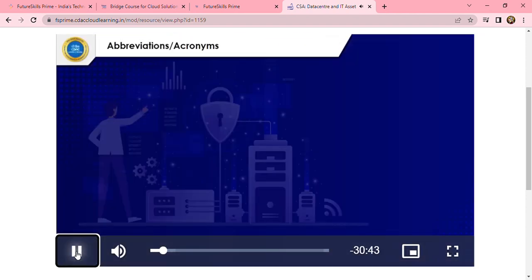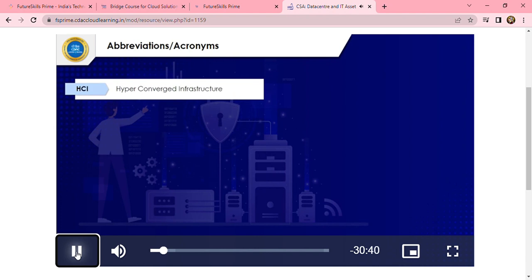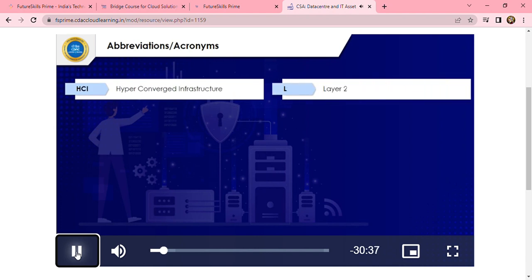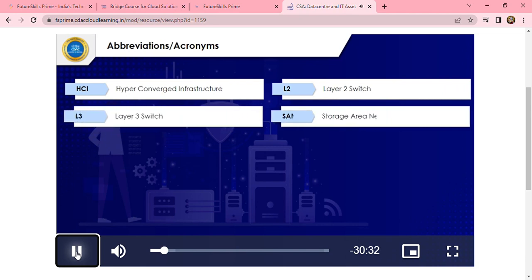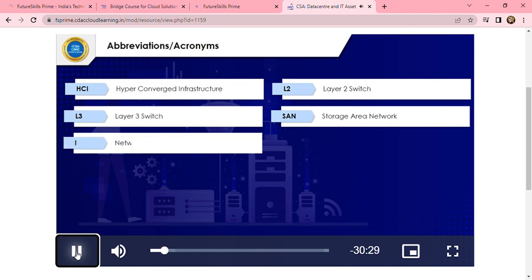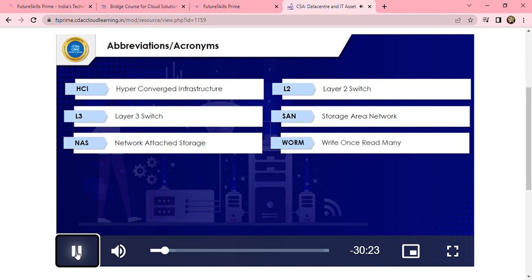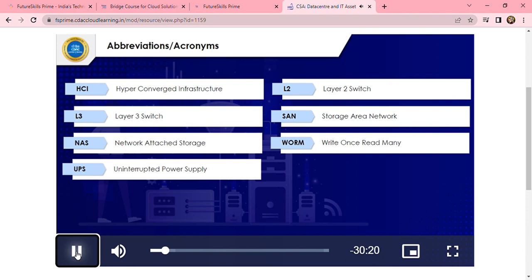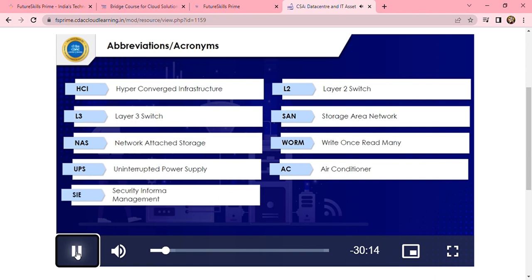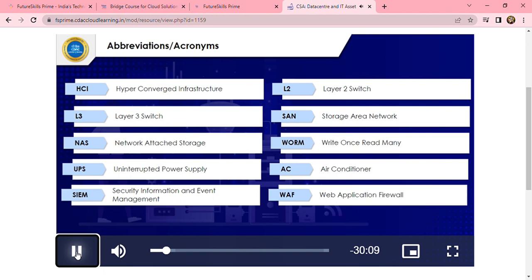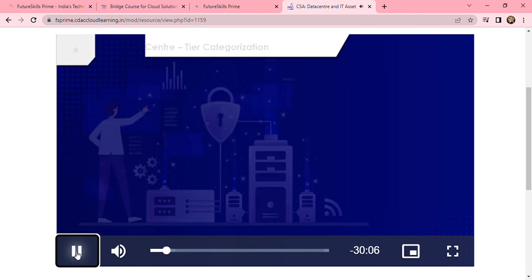Abbreviations and acronyms: HCI, Hyper-Converged Infrastructure; L2, Layer 2 Switch; L3, Layer 3 Switch; SAN, Storage Area Network; NAS, Network Attached Storage; WORM, write once read many; UPS, uninterrupted power supply; AC, air conditioner; SIEM, security information and event management; WAF, web application firewall. Coming to the tiered data center, there are 4 classifications.